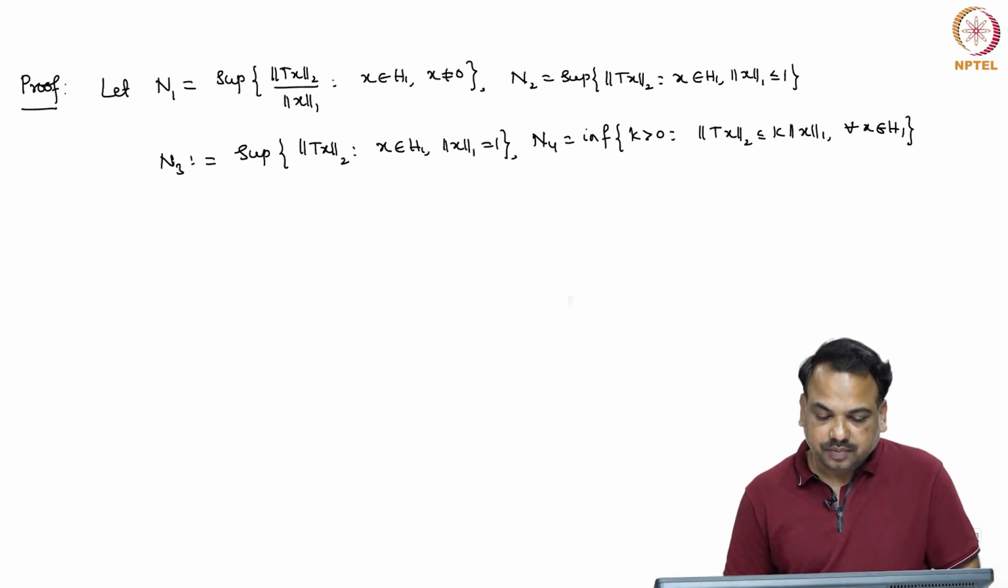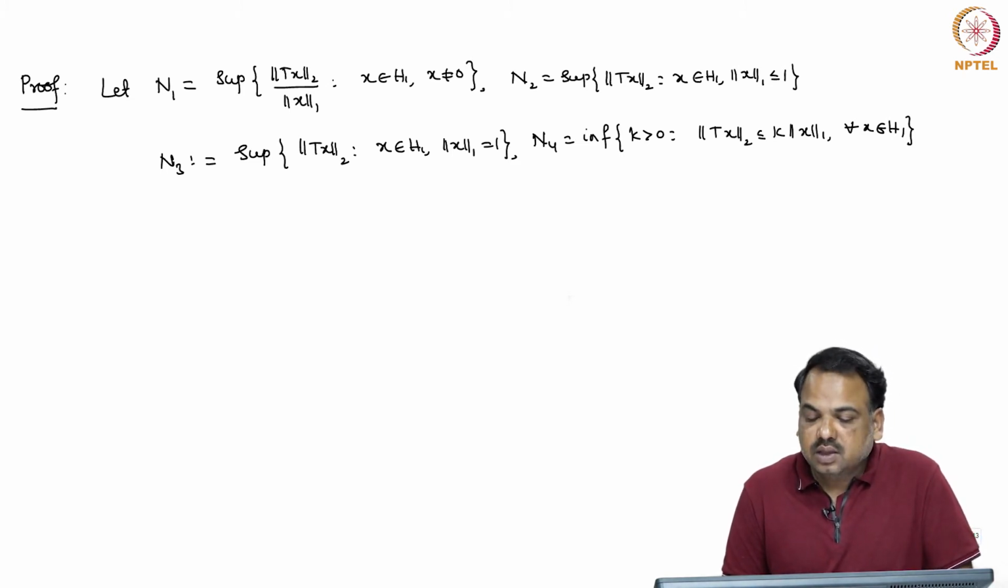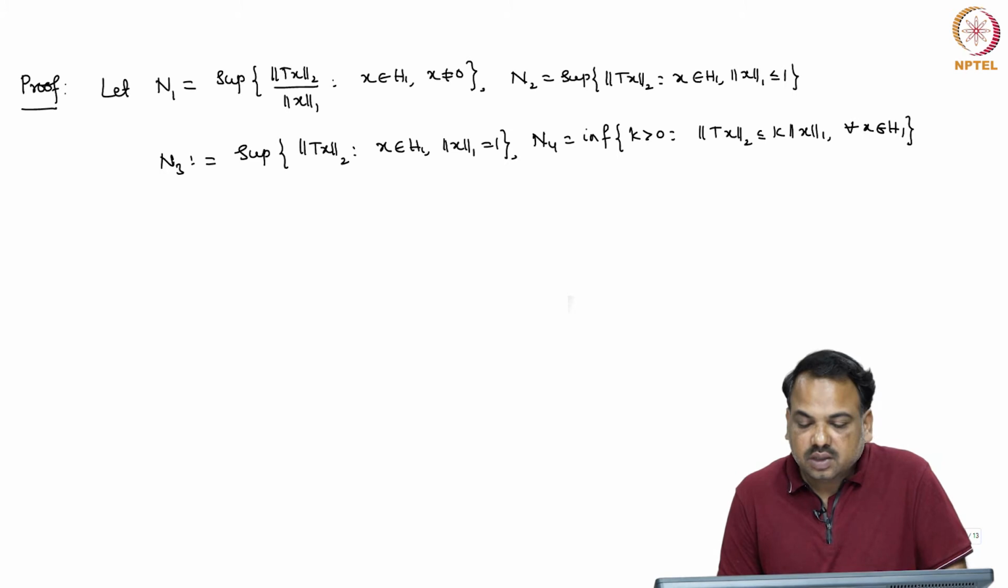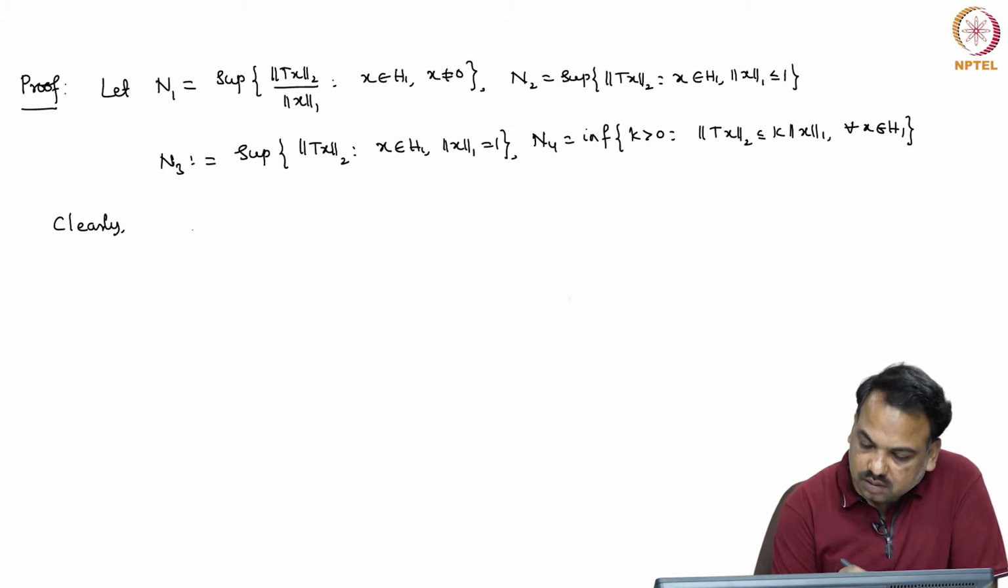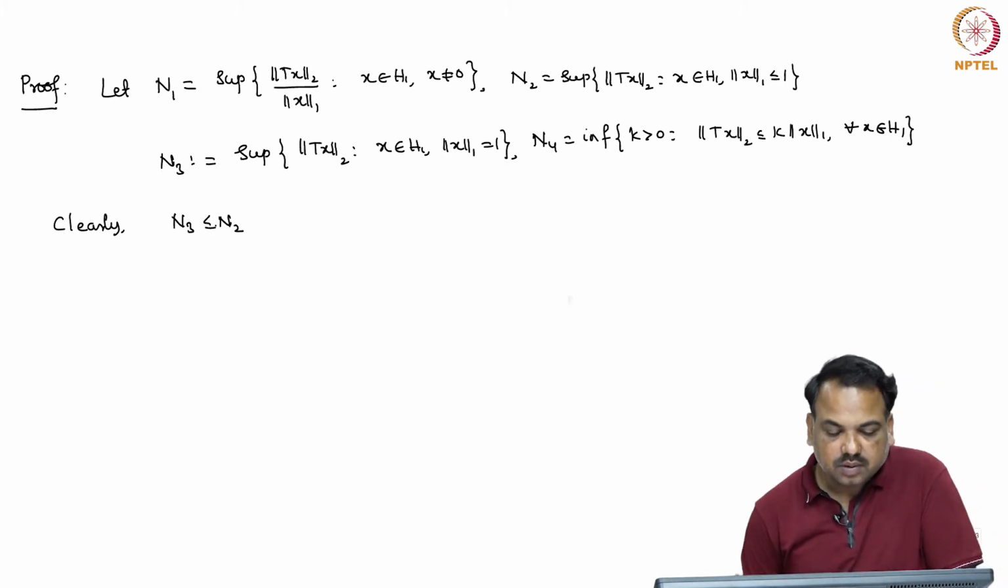Now, if you look at N2 and N3, N3 is the supremum over a smaller set, the supremum over the image of the unit sphere under T, and N2 is the supremum over the image of the closed unit ball. The closed unit ball is bigger than the sphere, so clearly we can see that N3 is less than or equal to N2.